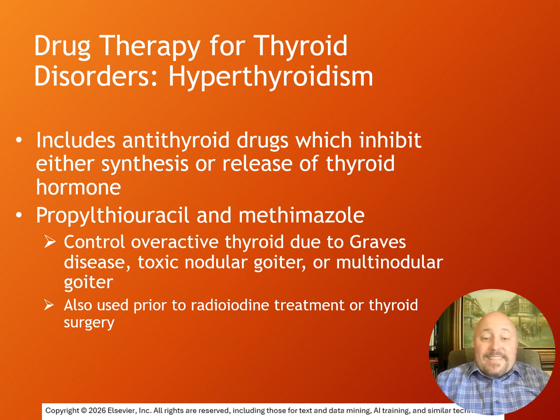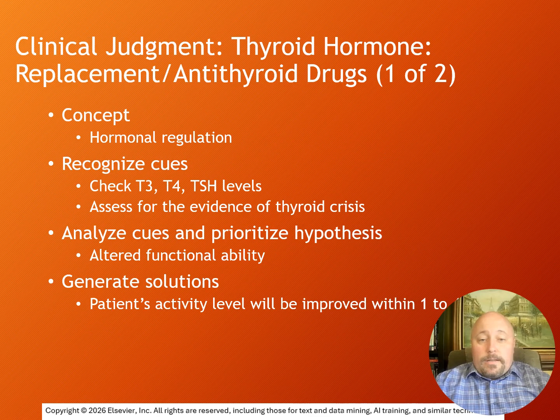Hyperthyroidism. This includes antithyroid drugs that inhibit either the synthesis or release of thyroid hormone, such as propylthiouracil. These control overactive thyroid due to Graves' disease, toxic nodular goiter, and are used prior to radioiodine treatments or thyroid surgeries. Again, anytime we're giving any of these thyroid drugs, we want to carefully check the three levels, T3, T4, as well as TSH.